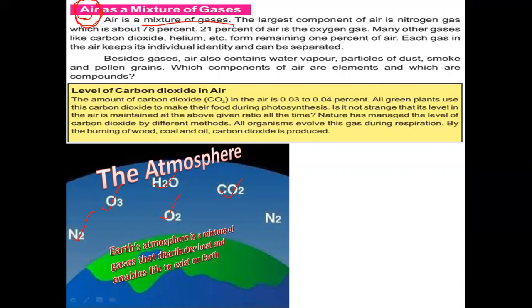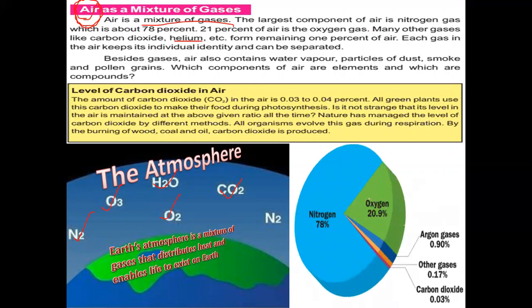So that is a mixture that distributes the heat and enables life to exist on the earth. That mixture of gases makes a layer which is very important for the survival of all living organisms here. Some other gases, helium, are also present, argon also present. We discussed in the first lecture of this chapter that there are some noble gases, argon, helium, and some other gases also present in very minor amounts.